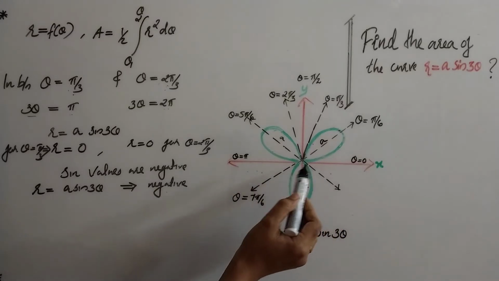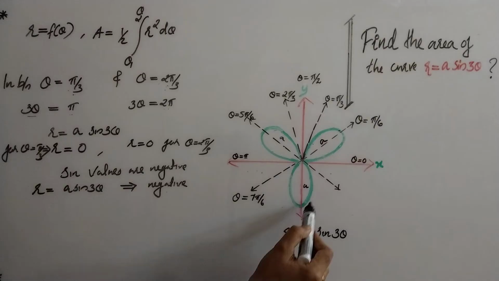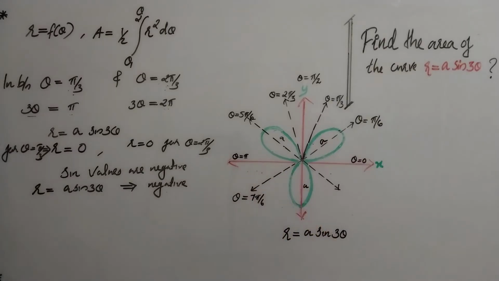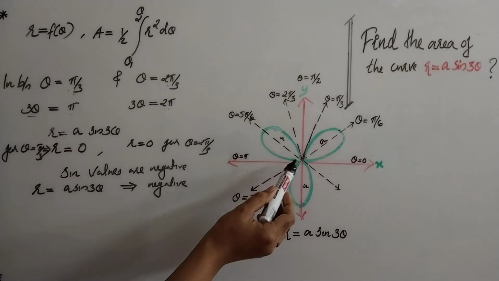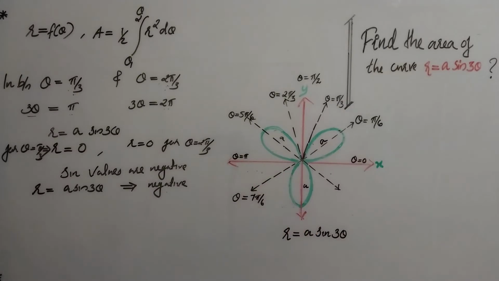Here sine values are negative, so here we have one more loop. Here the r values are negative. In between theta equal to pi by 3 and 2 pi by 3 we have one more loop. That is the third loop.